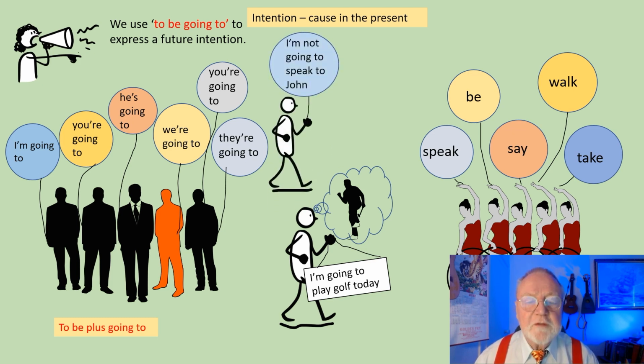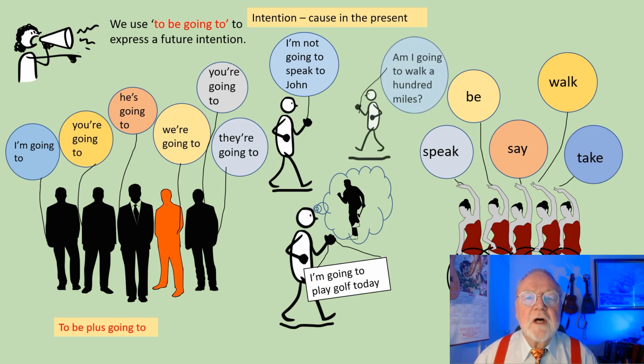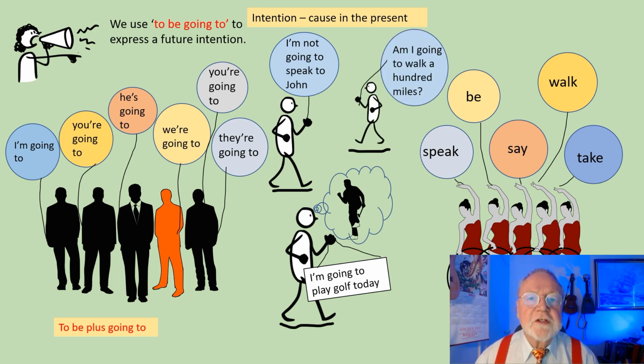To make the negative, we follow the verb to be with not, and we place that before going. I'm not going to speak to John. And the question form reverses the subject and the verb. Am I going to walk 100 miles?